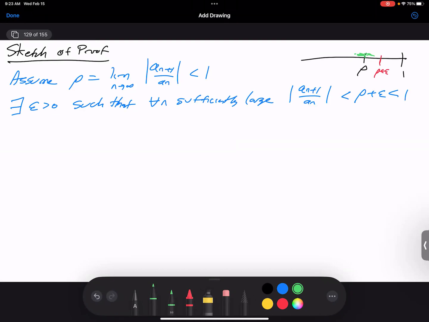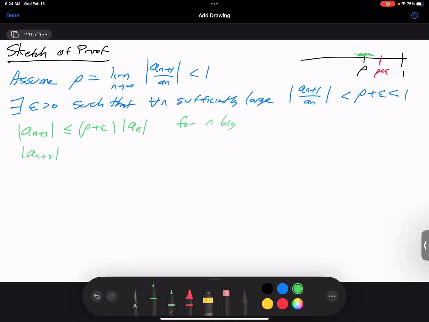And now you can see why I need rho to be less than 1. If rho equaled 1, I'm not going to be able to do something like this, where all of these points are less than 1. So eventually, once n is sufficiently large, |a_{n+1}/a_n| is at most rho plus epsilon. All right, so let's start looking at what's going on. So we would get |a_{n+1}| is less than or equal to (rho plus epsilon) times |a_n|. Does everybody agree with that for n big?